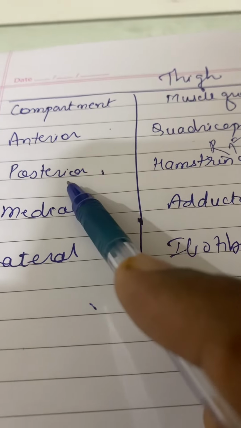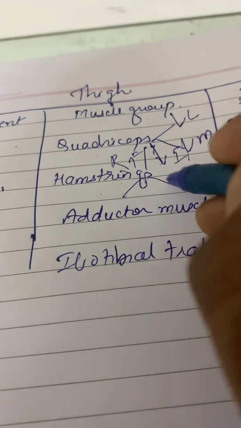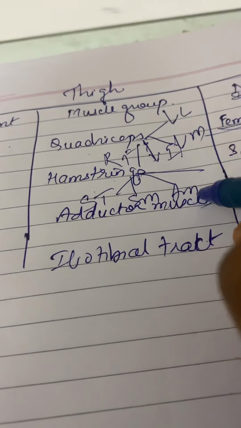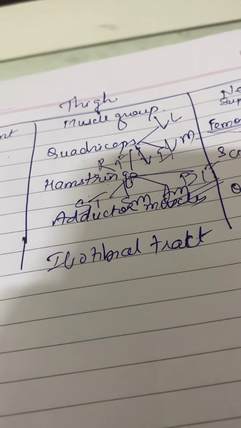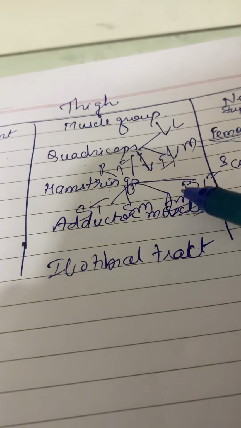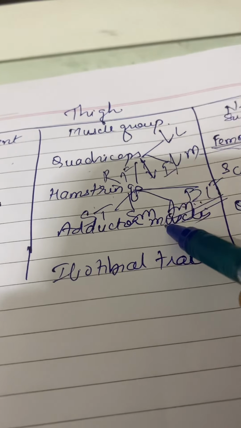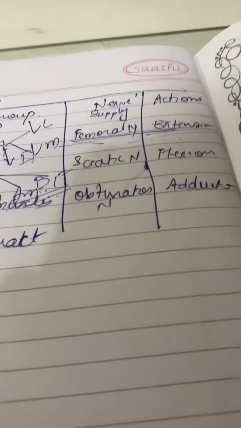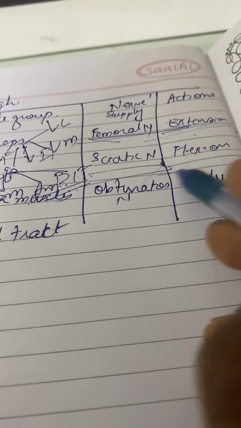The posterior compartment of the thigh is called the hamstring compartment. Here also you have four muscles: semitendinosus, semimembranosus, the ischial part of adductor magnus, and the long head of biceps femoris. These four muscles are included in the hamstring compartment. The nerve supply of the hamstring muscles is the sciatic nerve, and the action of the hamstring muscles is flexion of the knee joint.